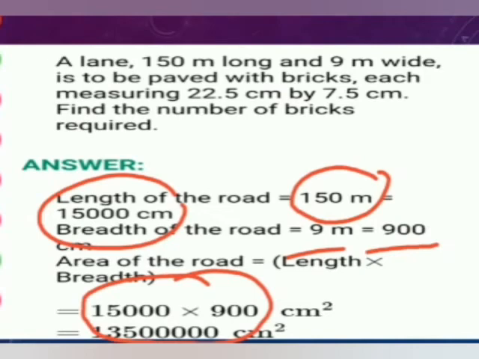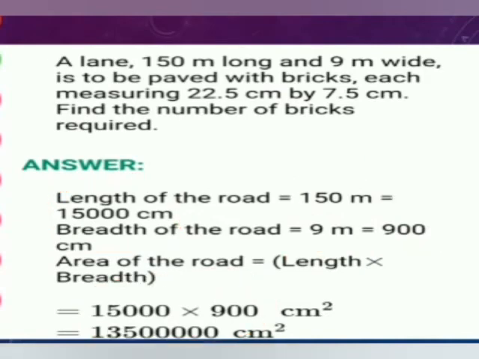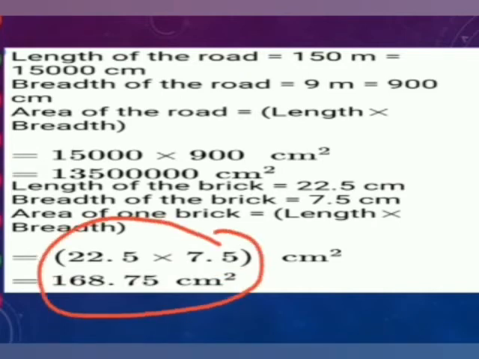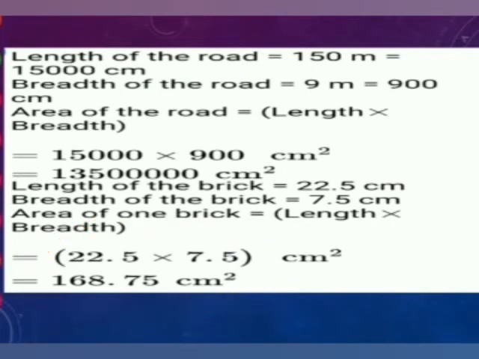Now let's calculate the area of the brick also. The area of the brick will be equal to length multiplied by breadth, that is 22.5 multiplied by 7.5, and it gives the area equal to 168.75 centimeters square. So we have calculated the area of the lane and the area of a brick. Now we will perform the division in order to find out how many bricks will be required. So let's do it now.